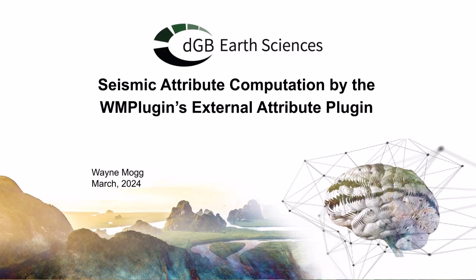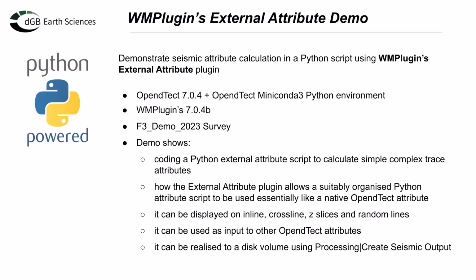In a previous webinar, I showed how to use the OpendTect ODBind Python module to calculate seismic attributes. Today, I want to show yet another way Python code can be used to calculate attributes with OpendTect, the WMPlugins external attribute plugin. My setup for this demo is the latest OpendTect free release 7.0.4, the OpendTect Miniconda 3 Python environment, WMPlugins version 7.0.4b, and the F3 Demo 2023 survey.